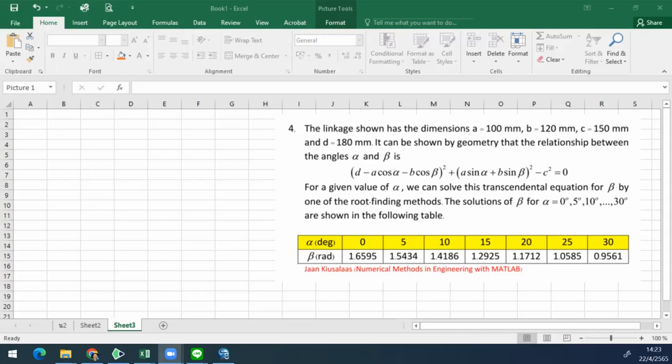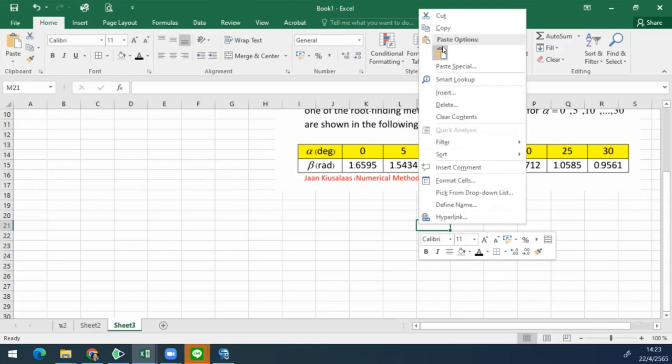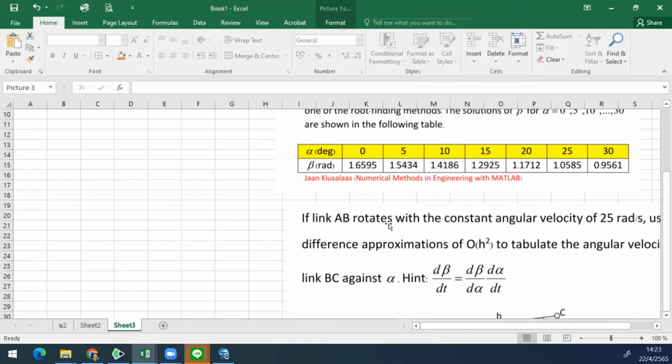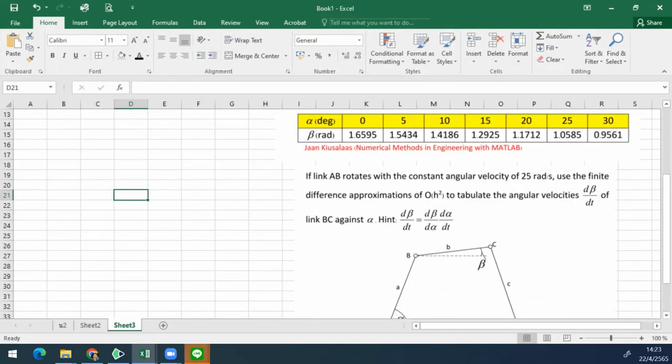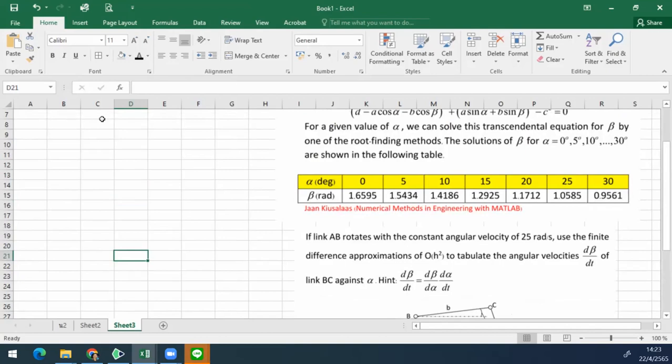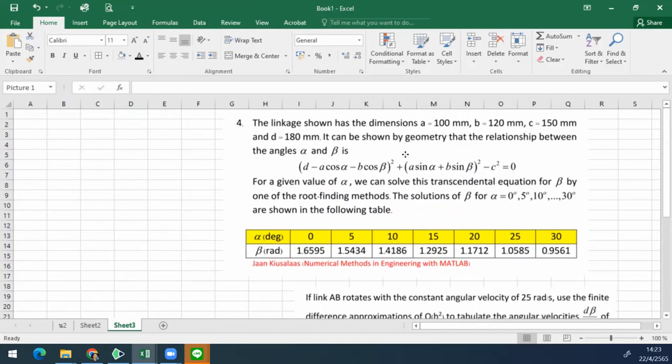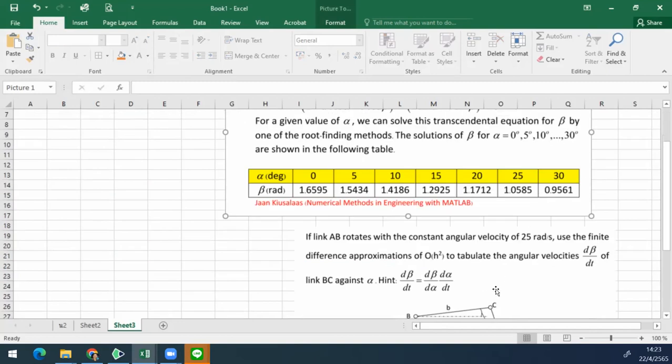The linkage is something like this. This is just the problem that we will focus on. This problem is maybe a combination of both the nonlinear equation and the finite difference. We will use the same technique as the previous one, like problem number 3. But for this problem, we have the linkage, right?